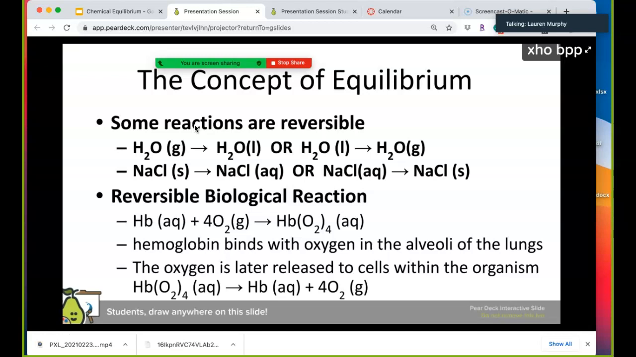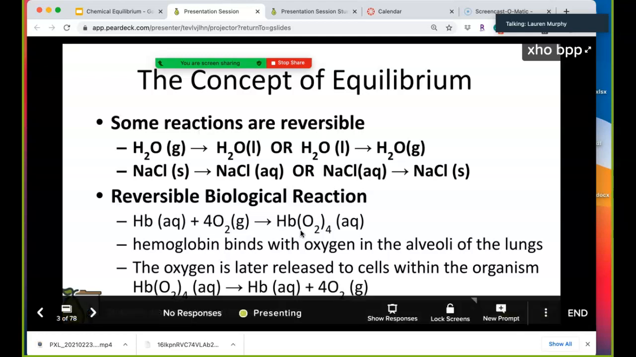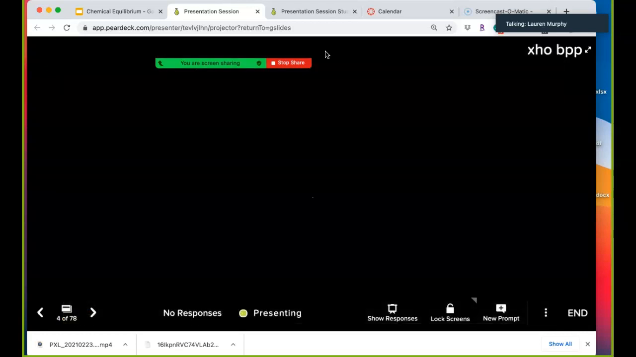That's a reversible process. In biology, you have hemoglobin, okay? Hb is the hemoglobin. It binds to the oxygen in your blood, and then it makes this complex right here. And then that complex, that compound, travels through your body, and then it goes backwards and releases the oxygen to your cells. So it gives your cells the oxygen, and now you get the hemoglobin and the oxygen back, and then it happens over and over and over again. So again, these are reversible processes.